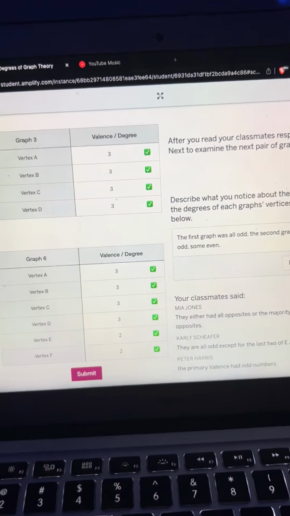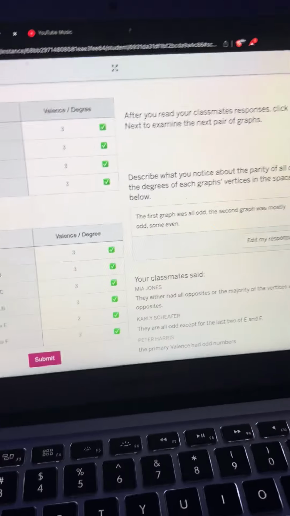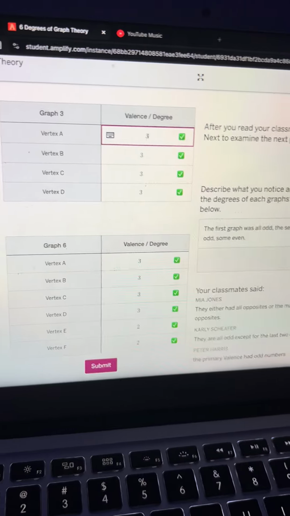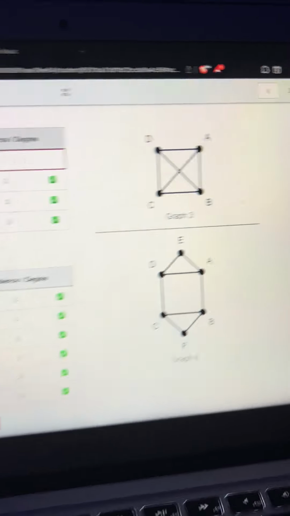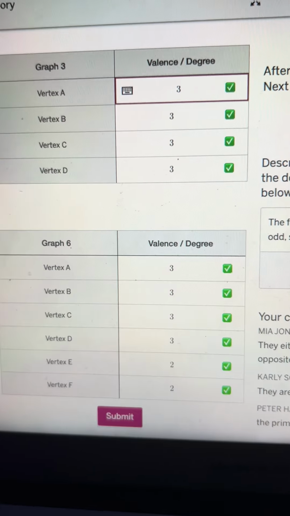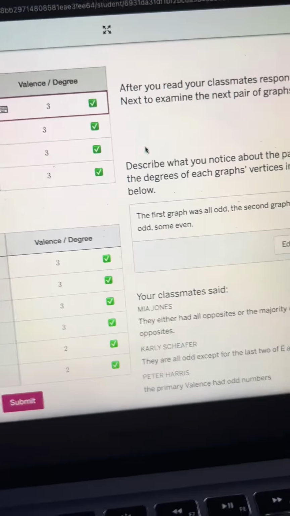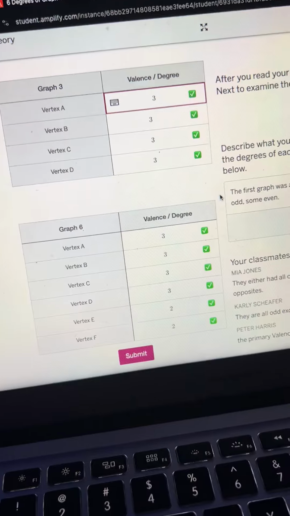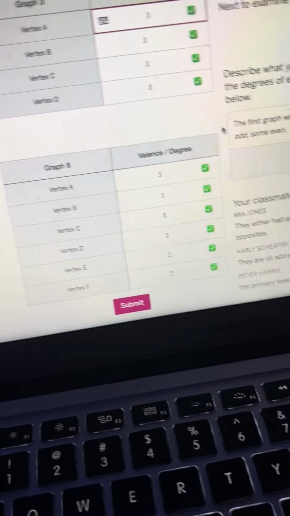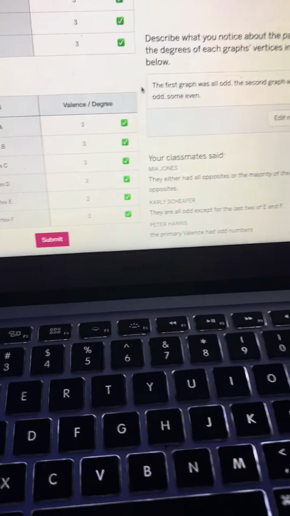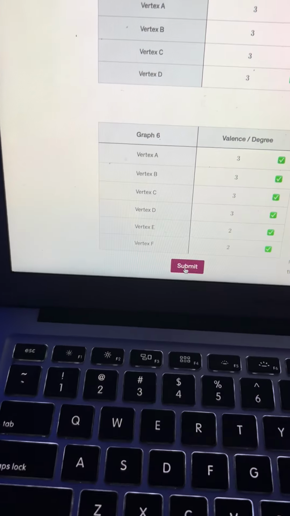And then just lastly, finishing up here on slide 11, let's see if we can go back to the graphs. Yes. So we have graph 3 and graph 6 on slide 11. And these were my table values. And I said the first graph was all odd. The second graph was mostly odd, some even. And once again, that correlates with what other classmates have said so far.